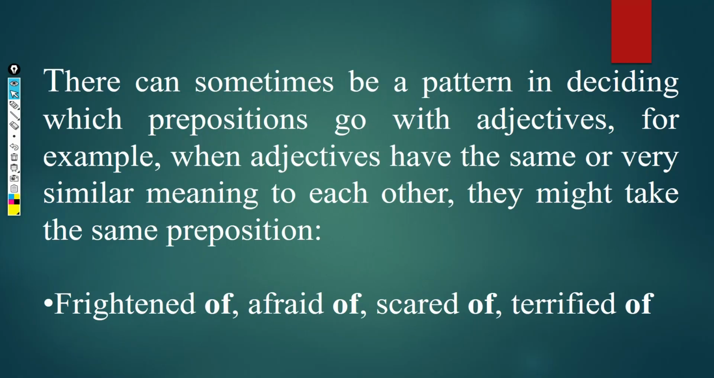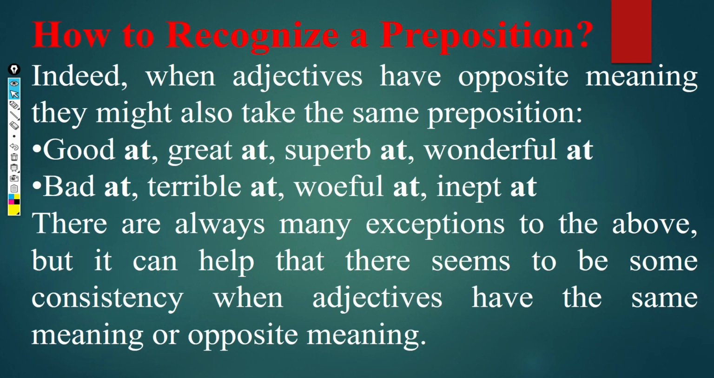Now, there can sometimes be a pattern in deciding what preposition will go with an adjective. For example, when adjectives have the same or very similar meaning to each other, they might take up the same preposition. Now, look at these examples: frightened of, afraid of, scared of and terrified of. So, when adjectives have opposite meaning, they might also take up the same preposition. There we discussed how they have the same meaning but take up the same preposition. Here, they have different or opposite meaning but still they will take up the same preposition.